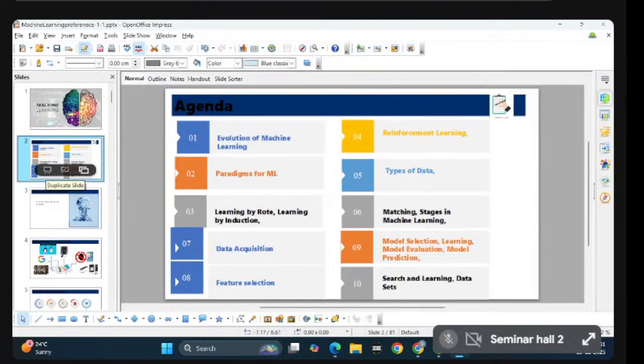Next, here we are going to do model selection, learning, model evaluation, prediction, feature selection, search and learning, data set. These four will be completed in tomorrow's afternoon class. Bringing it in the morning is fine too, because training a model takes 1 hour, depending upon the class hours. It is better if you bring it in the morning. It's up to you. If the time is not sufficient in the afternoon, as usual we should send a mail to me. Okay, next.